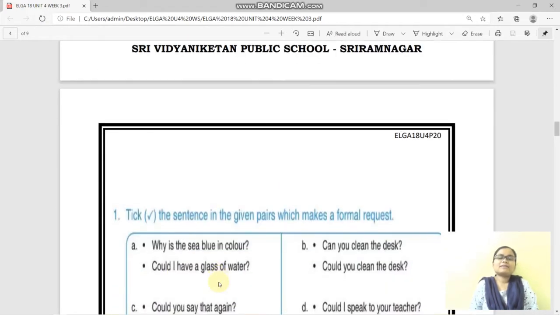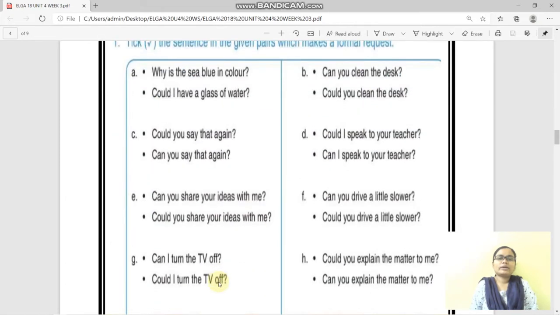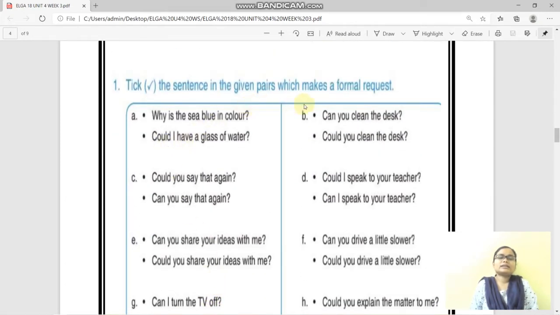Next, here we have a question. Let us go to the question here. Take the sentence in the given pairs which makes a formal request. You can see here pairs of sentences are given over here. You are supposed to read and tick which makes a formal request, children.